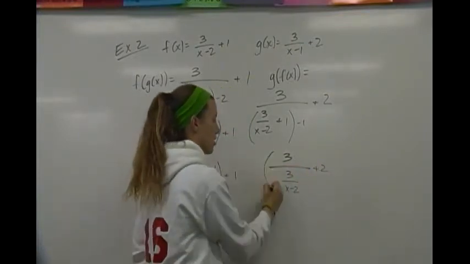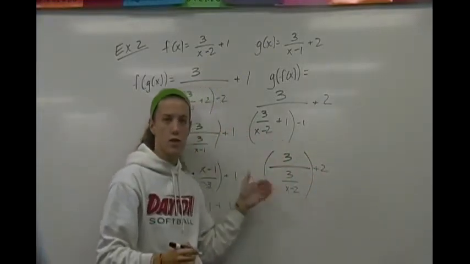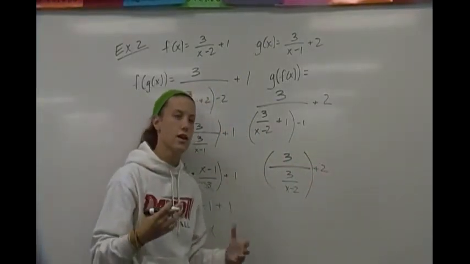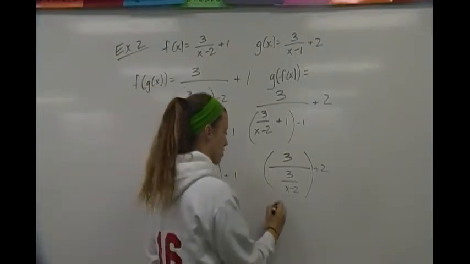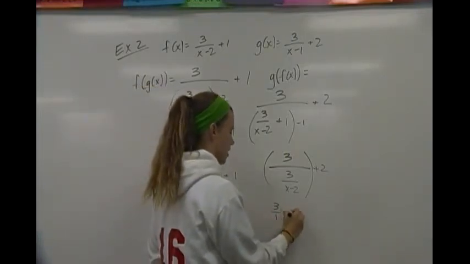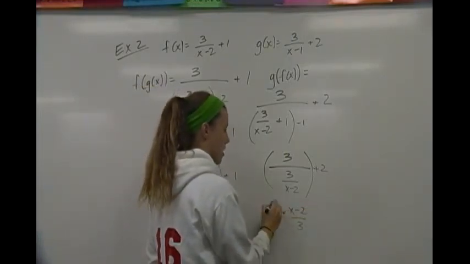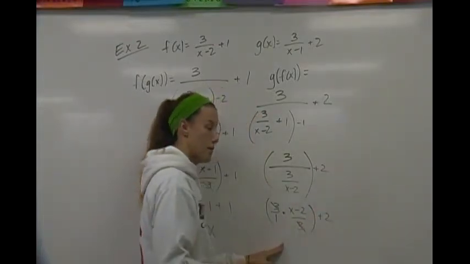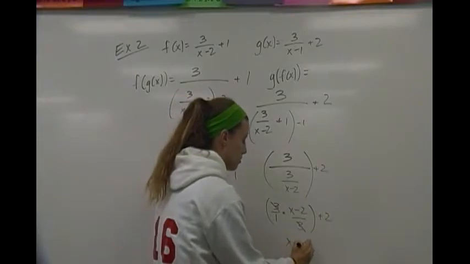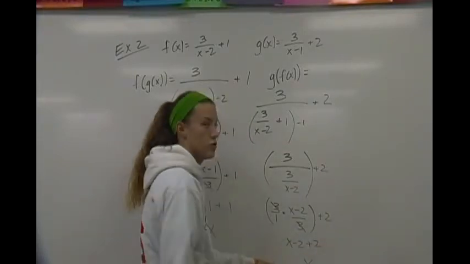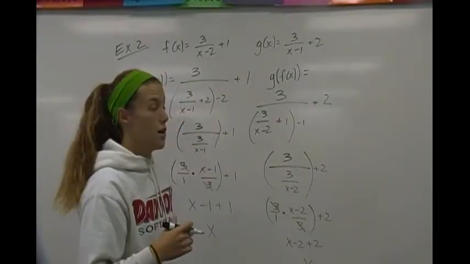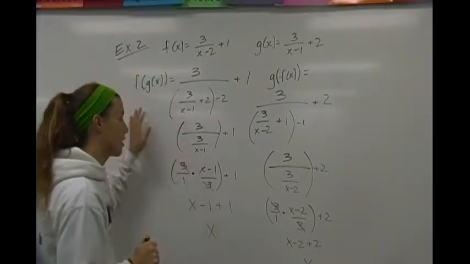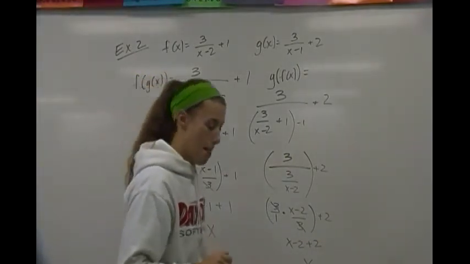Again, I have this big fraction that I need to simplify. A fraction divided by a fraction is just like multiplying by the reciprocal. So I have 3 over 1 times x minus 2 over 3, and the 3's will cancel. Let me finish the rest of my problem here. And so I have x minus 2 plus 2. 2's cancel, leaving me with just x. So again, I've proven that g of f of x and f of g of x are equal to x.